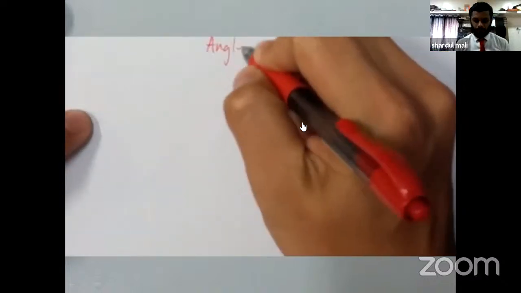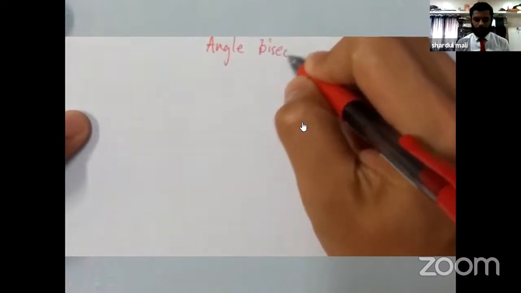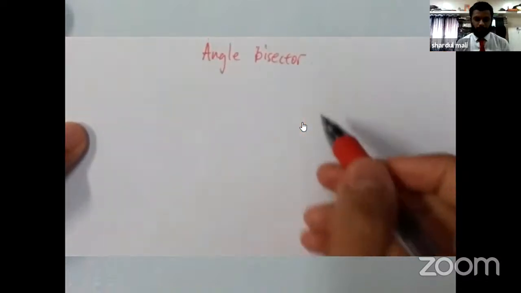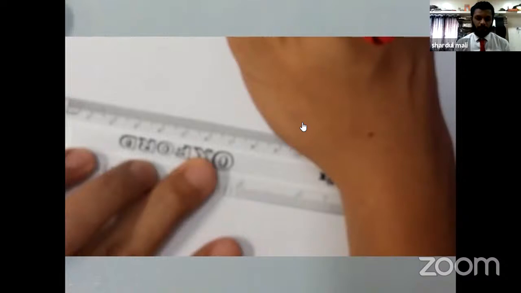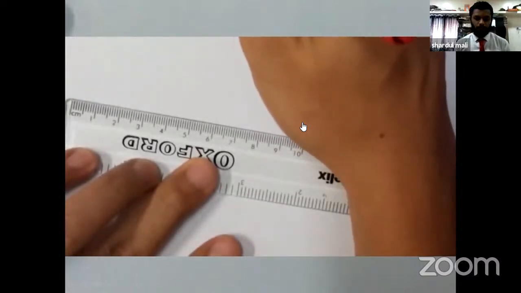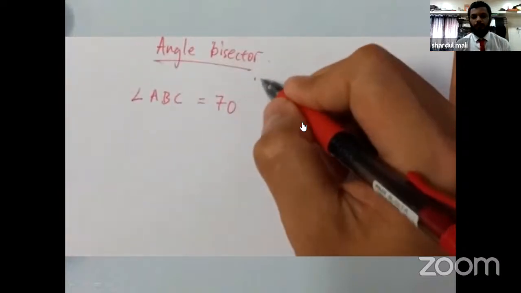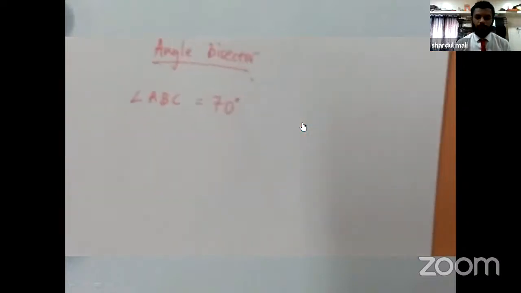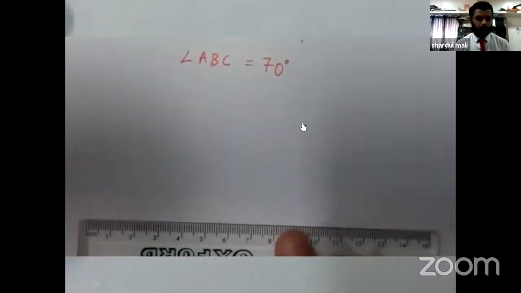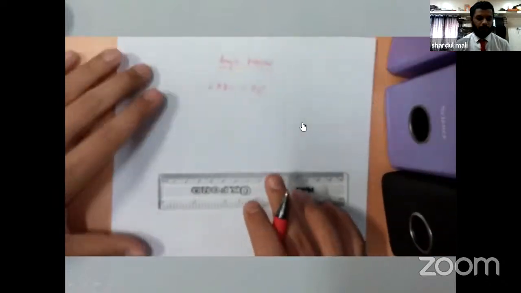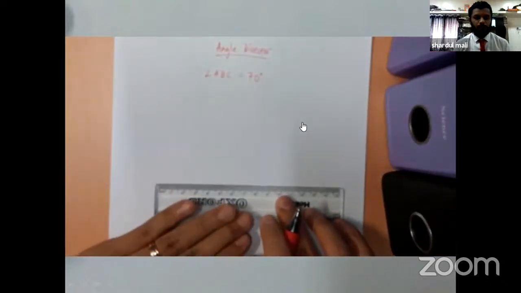Hello, last part. Okay, now we're going to talk about an angle bisector. Let's give an example. Angle ABC is 70 degrees. Let me construct this angle ABC first. Let me zoom this out so it's easier for you. Okay, angle ABC is 70 degrees.